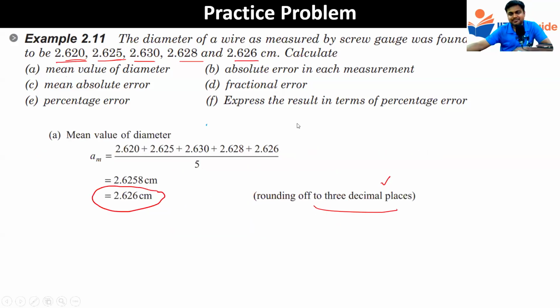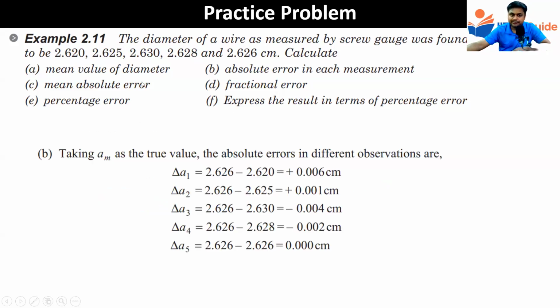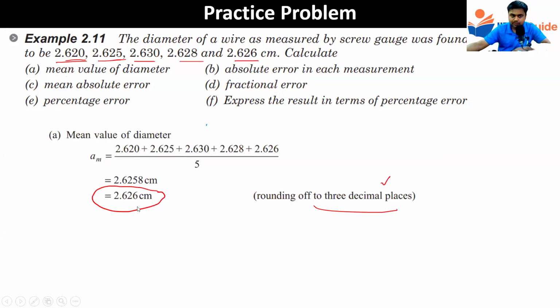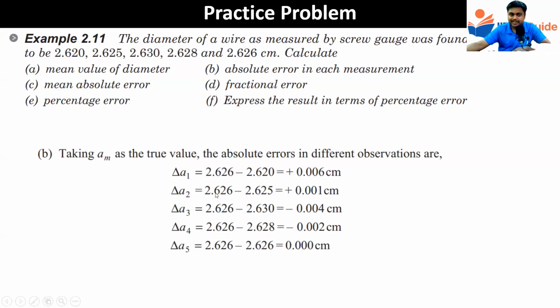B part. Find the absolute error in each measurement. Basically, you have to find the difference between the mean value, which we got as 2.626, and each individual value. So do B and C.